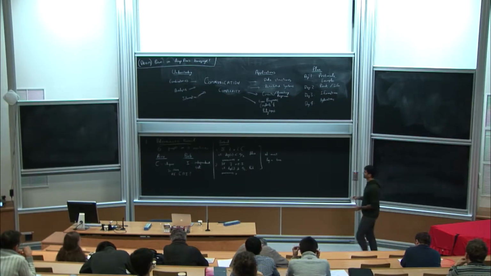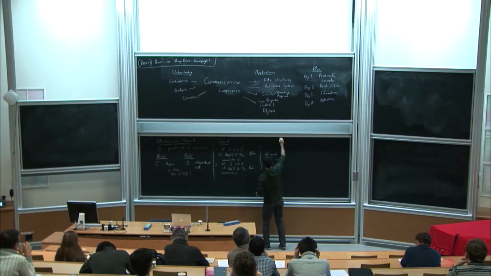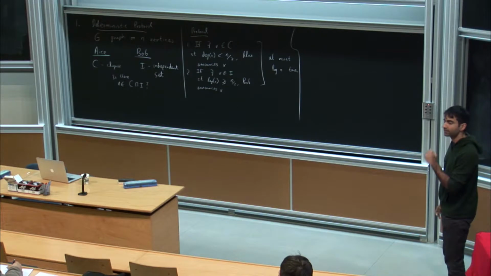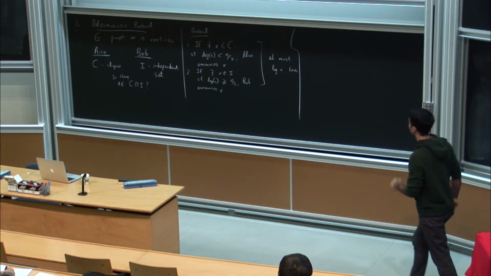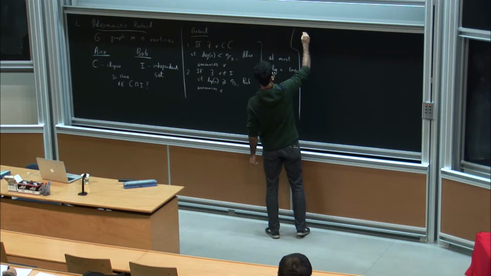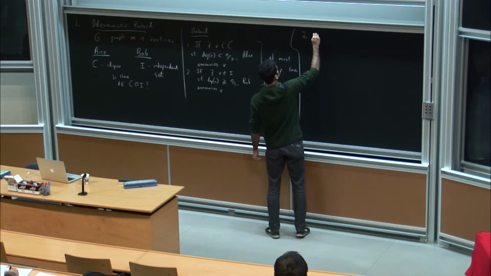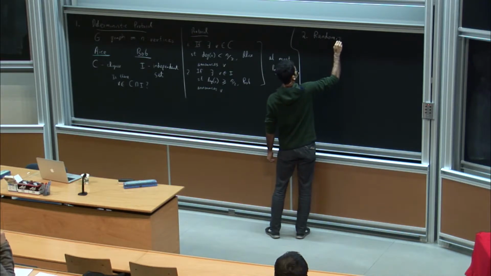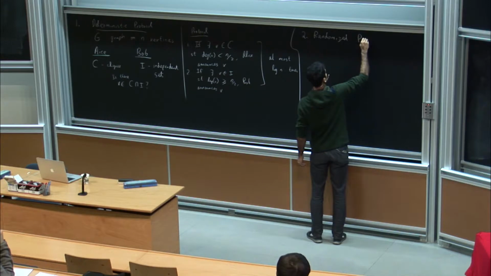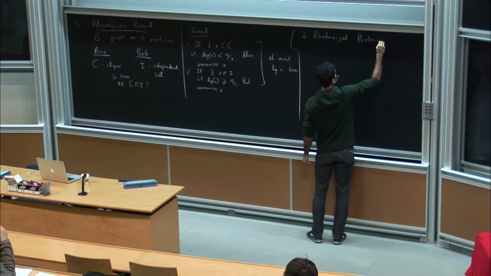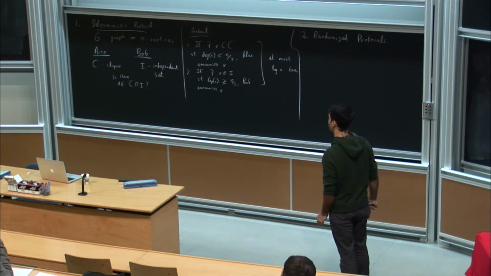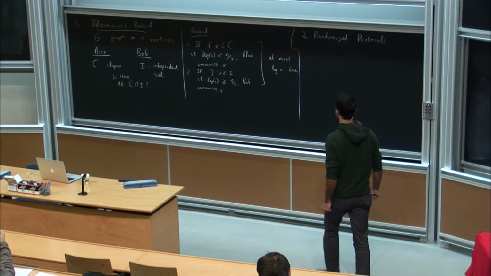Okay, so that's one example of a deterministic protocol. And now I want to give you another example. Now I'm going to change the model a little bit. I'm going to allow randomization and tell you about a couple of protocols. The first one is for equality.